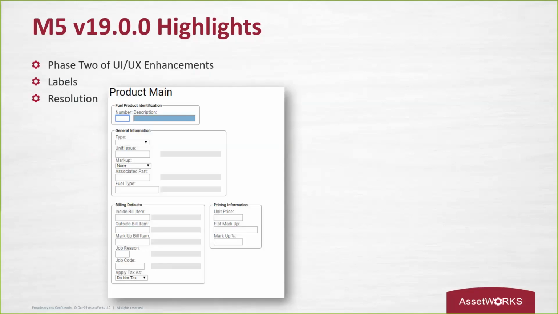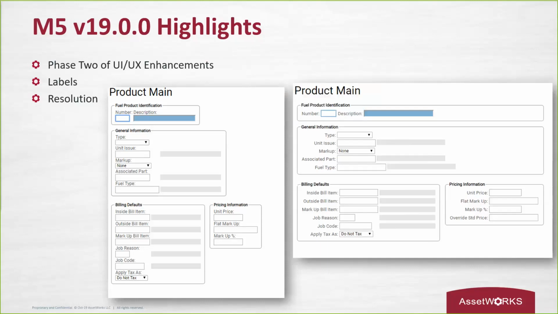We'll start off with our UI/UX changes. We started doing UI/UX changes, as you know, in version 18. We are continuing to do those enhancements. For 19, what we have done is move the labels to the top of the field. This will minimize the scrolling from left to right, and our resolution changes have been done as well. As you can see, the screenshot of what it looks like in 19, and then this is what it looked like in version 18. As you can see, it's more narrow.